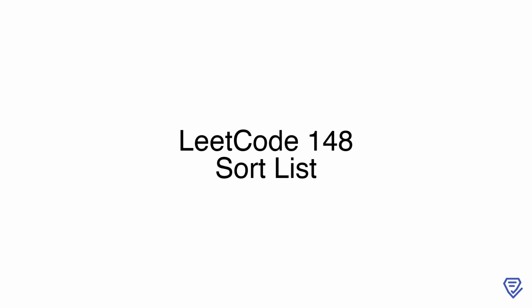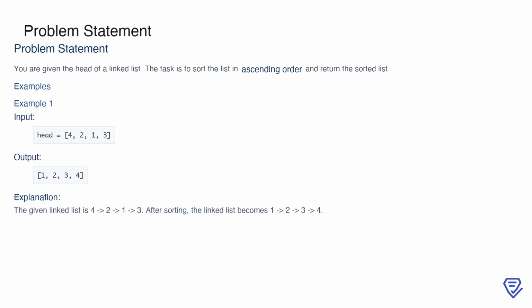Let's dive in. In this problem, you are given the head of a linked list, and your task is to sort the list in ascending order and return the sorted version of the list.